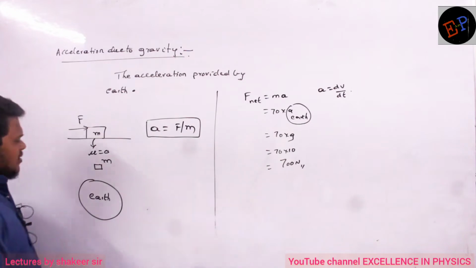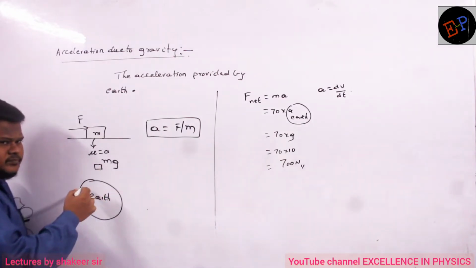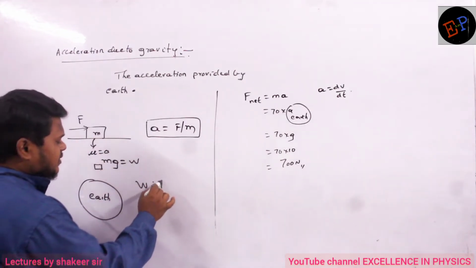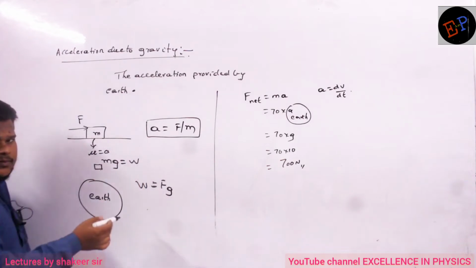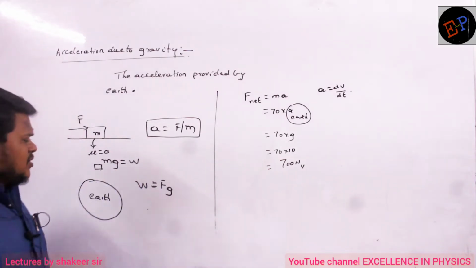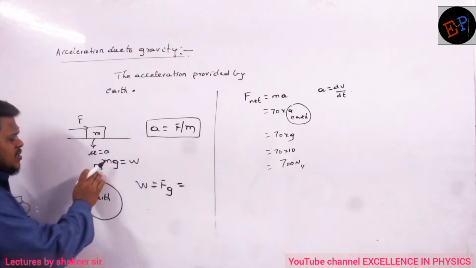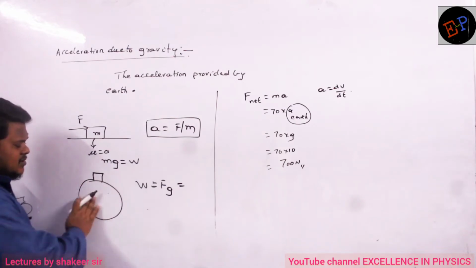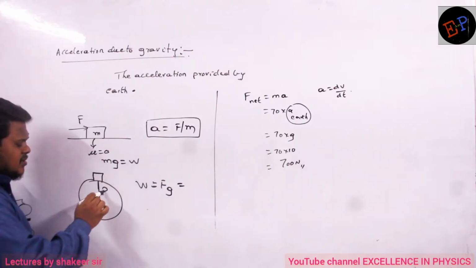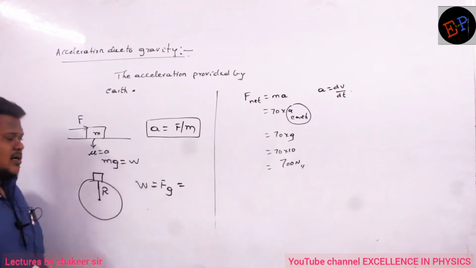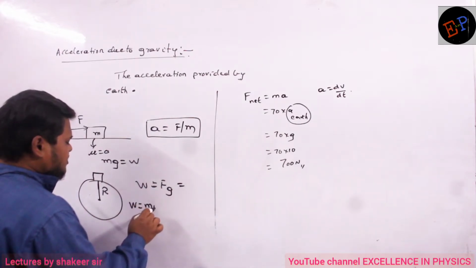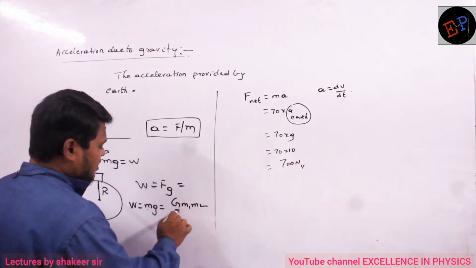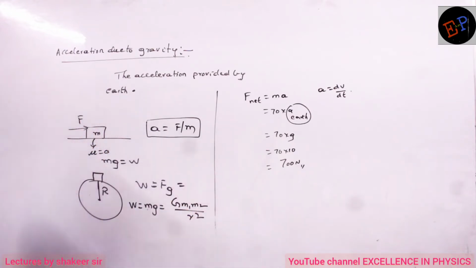Let us see. The weight of this body is mg, no? And how is the body getting weight? Body is getting weight only because of gravitational force, no? And what is the equation of gravitational force? Let us consider this body is present on the surface of the Earth. Then what is the distance from the center of Earth to this body? It is called r. The radius of Earth is r. So weight mg is equal to, and gravitational force is G m1 m2 divided by r square. This is the formula of gravitational force, no?